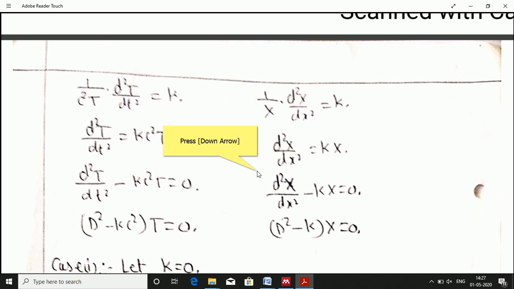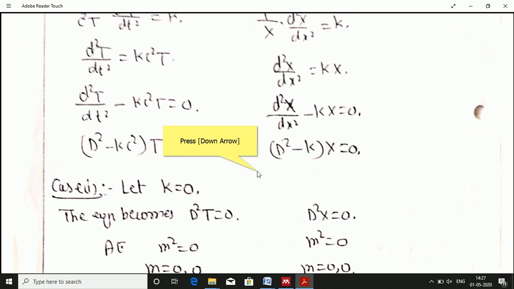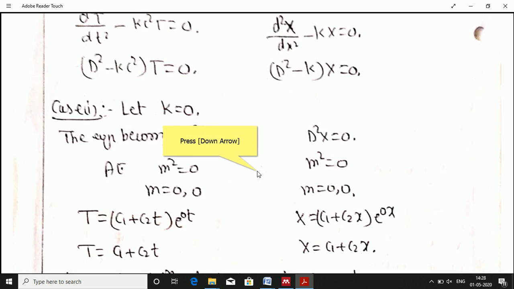Similarly, another ordinary differential equation is 1 by X into d square X by dx square is equal to k, or d square X by dx square is equal to k into X, or d square X by dx square minus k X is equal to 0, or D square minus k of X is equal to 0. Now we are solving these two differential equations for various values of k.